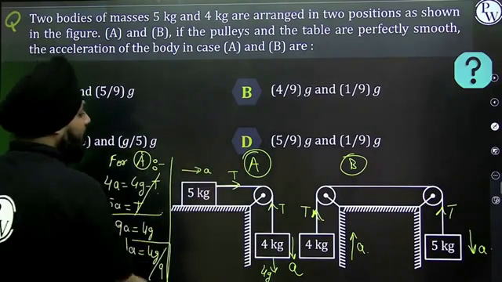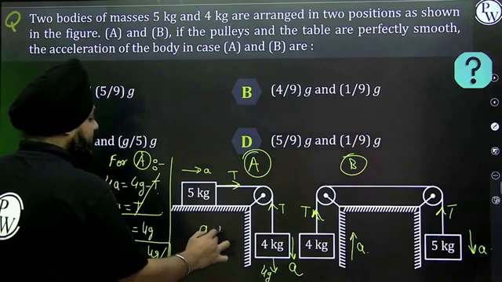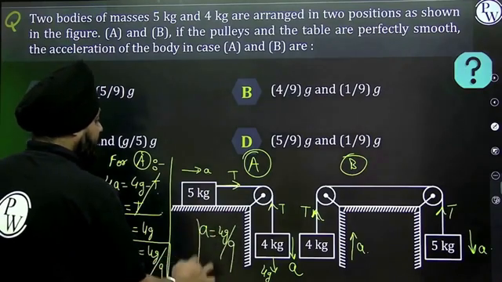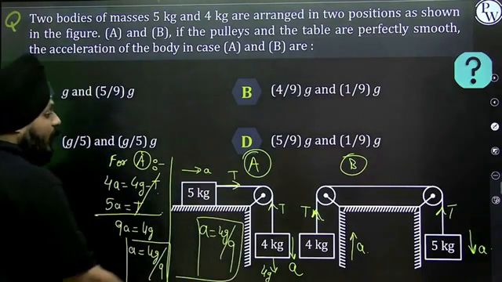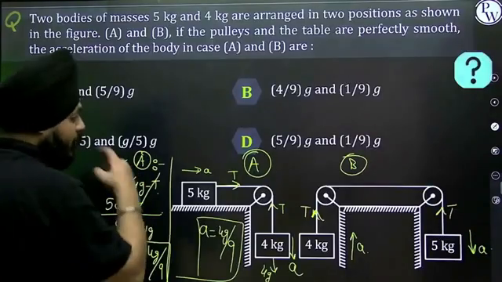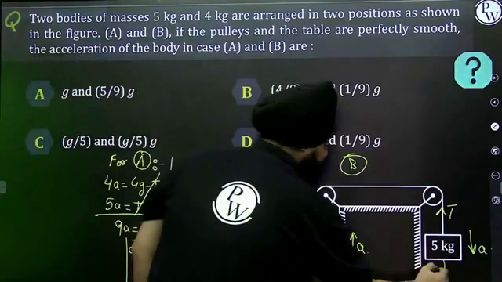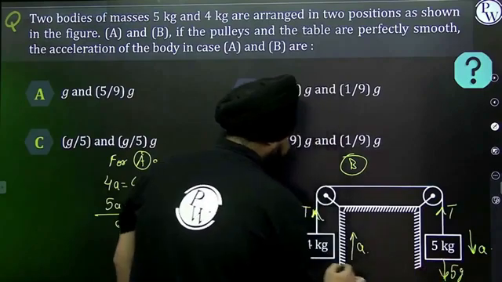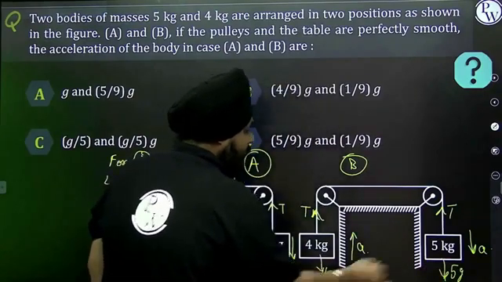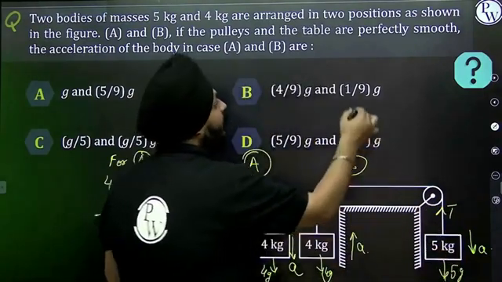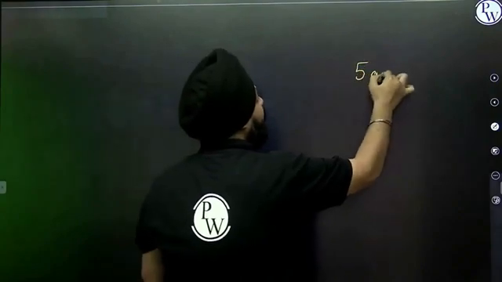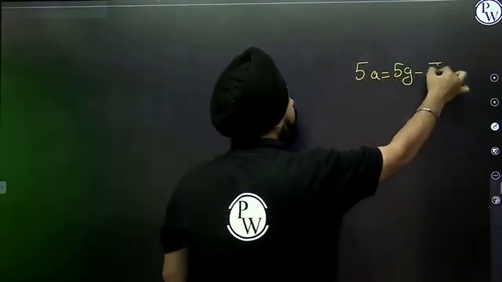We are going to identify for b also. So in this case, acceleration is 4g by 9. Now we are going to write down this equation, right? For phi g, and this is for 4g. This side the net acceleration is in downward direction. So phi of a is equal to phi g minus t.